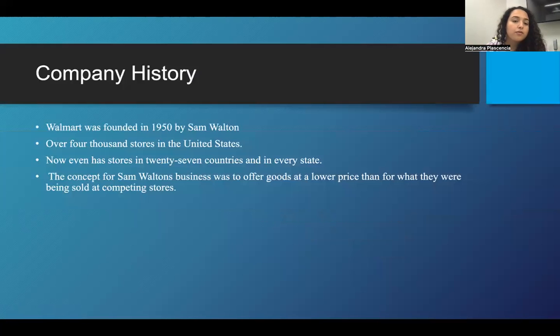So the first thing I wanted to go over was some company history about Walmart. Walmart was founded in 1950 by Sam Walton. It started out as just a little discount store in Arkansas, but now it has amassed over 4,000 stores in the United States. They now even have stores in 27 countries and at least one store in every single state. The concept for Sam Walton's business was just to offer the same goods but at a lower price. And by lessening this margin, he's been able to get more business, and because of the volume, he's been able to remain profitable.